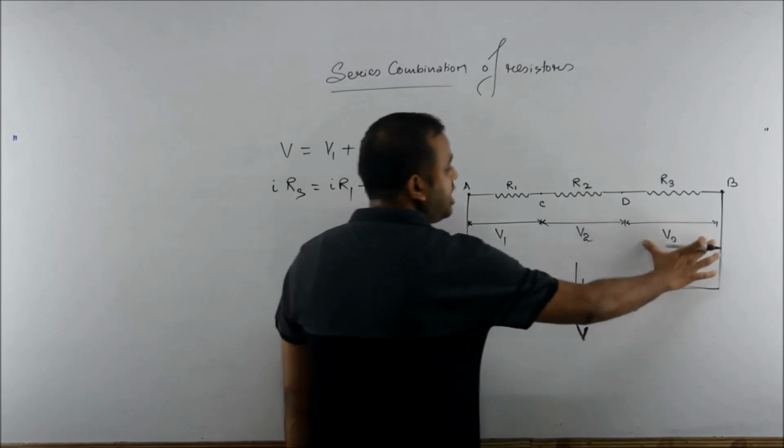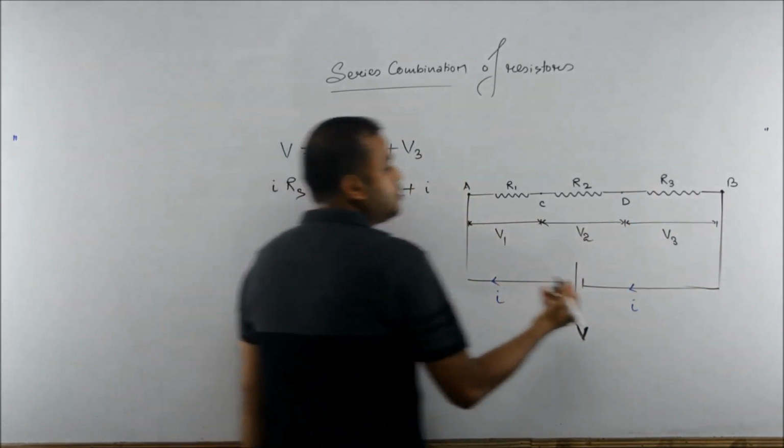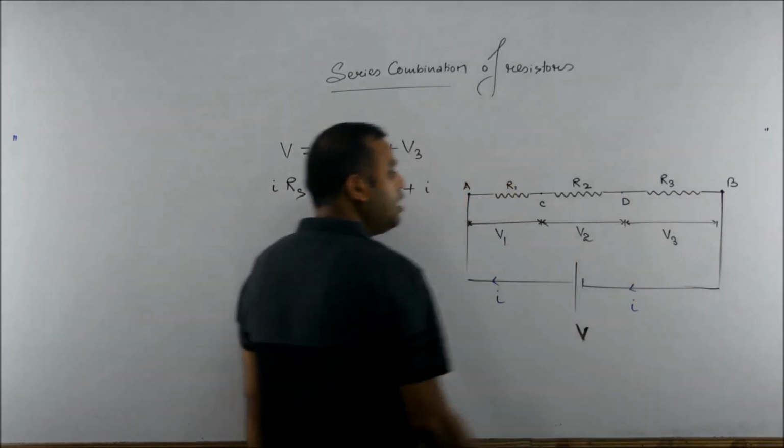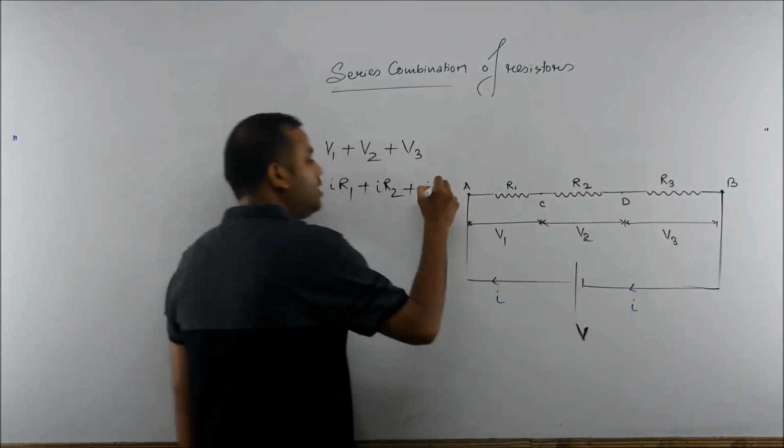Similarly, what is V3? It is the potential difference between D and B. So what is the current flowing between D and B? It's I. Clear? And what is the resistance between D and B? It's R3.